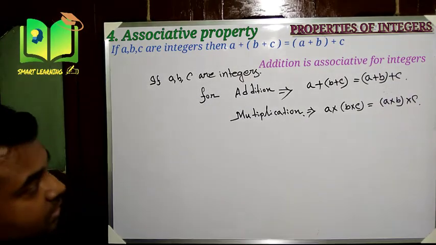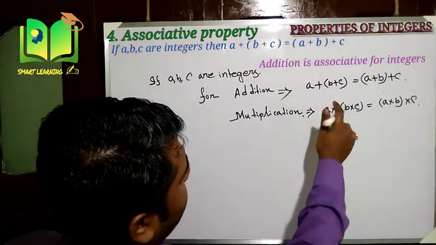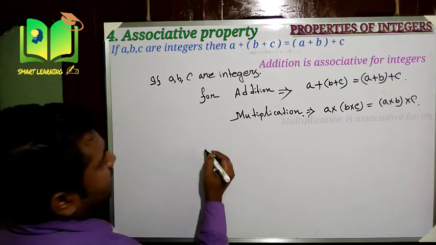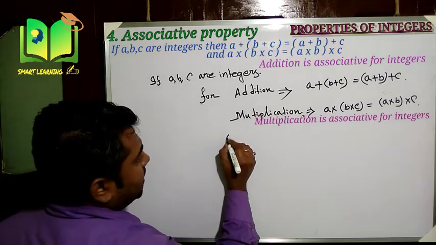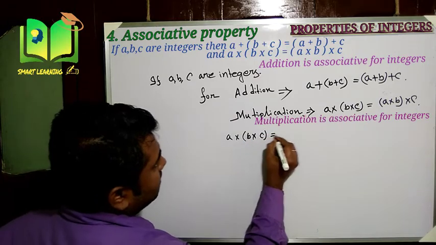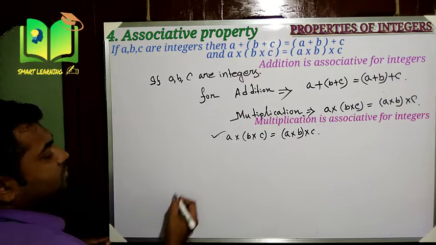In case of subtraction also, suppose here is a minus sign, then also it is correct. Now see the multiplication. A into B into C equals A into B into C. First we will show this one.